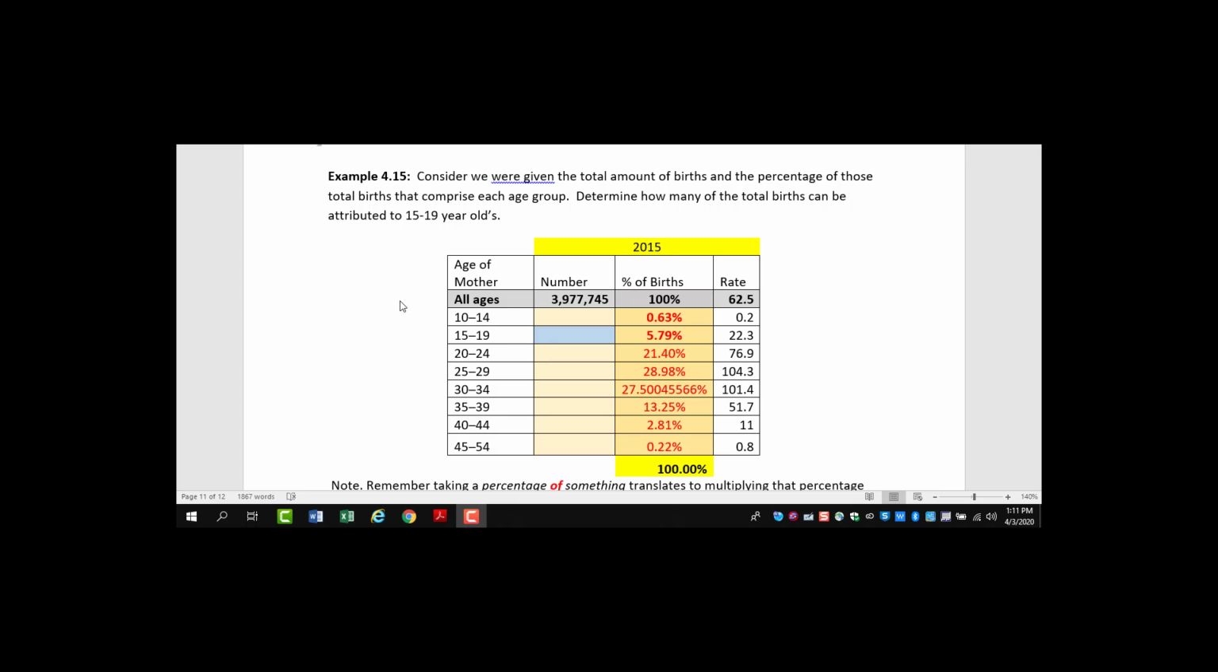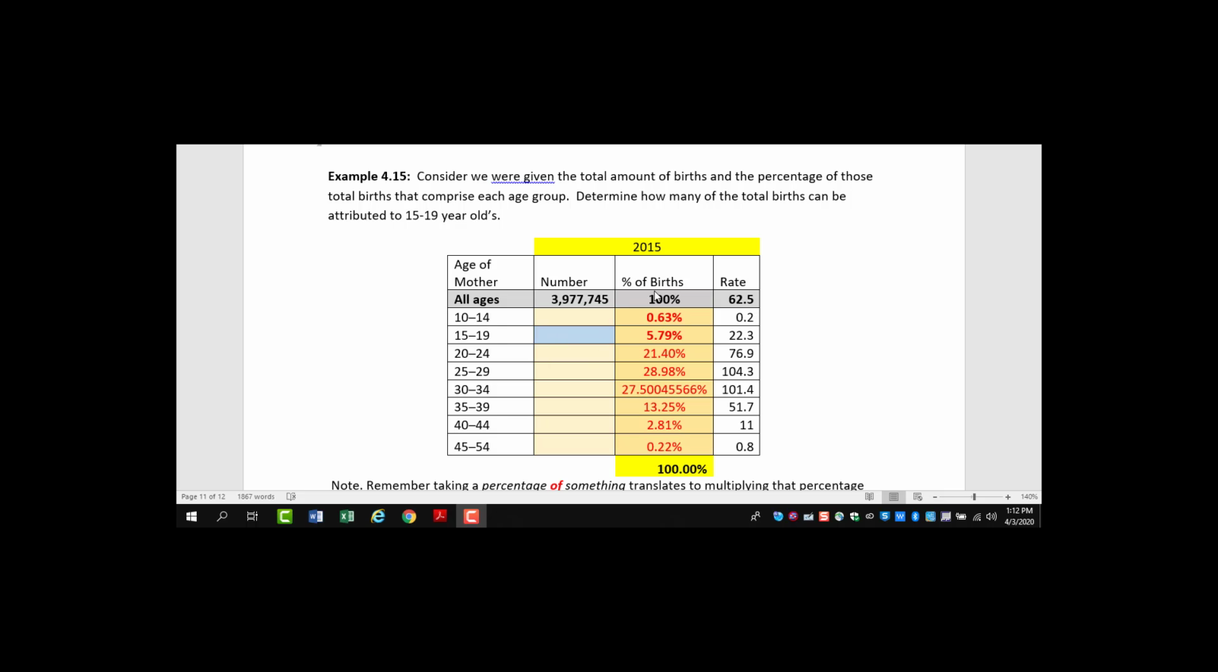Okay, so here's our last problem. Consider we're given the total amount of births and the percentage of the totals for each age group. This is what we computed earlier. We were given the total amount of births in each age group. We computed the percentages. Determine how many total births can be attributed to 15 to 19-year-olds. So we're right here, 15 to 19. We want to find out how many births there were.